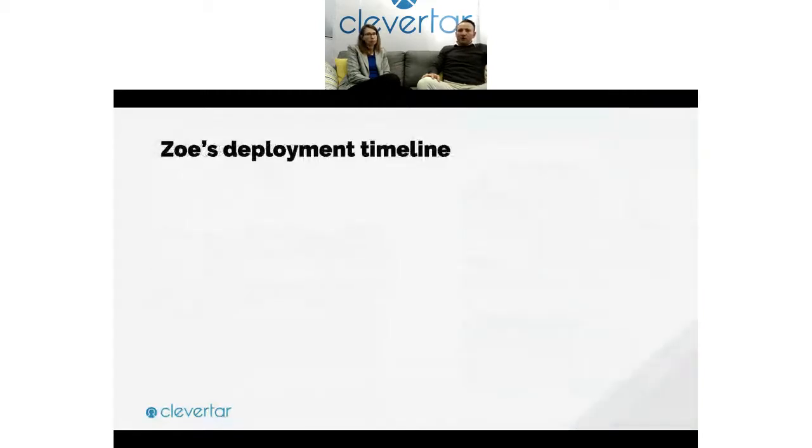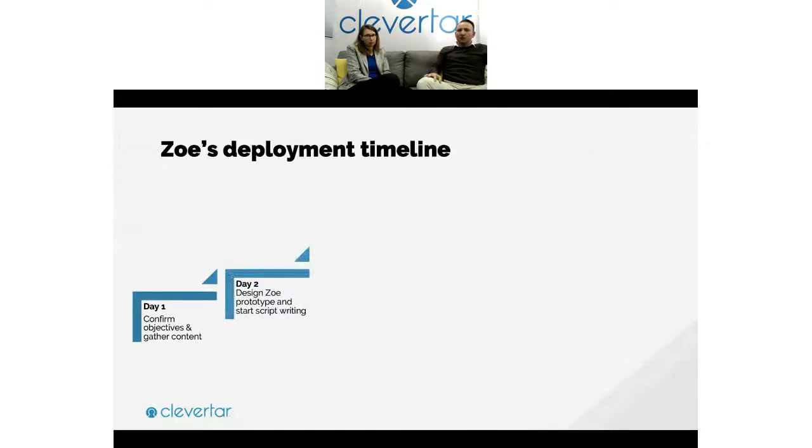So Zolly's deployment timeline. This is over a 6-day period, which is quite incredible and really is a credit to our content team in terms of their ability to get this out, and SA Health for collaboration as well. Yeah, I was going to say, and the turnaround. Yeah, definitely. So day 1, we confirmed objectives and gathered content. Day 2, we designed Zolly and worked with SA Health to finalise, and we went through those iterations pretty quickly, and prototyping and started script writing.